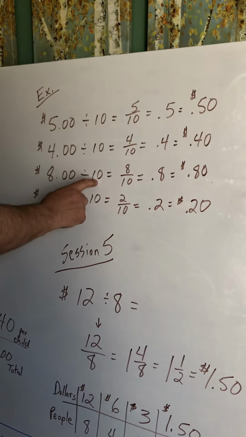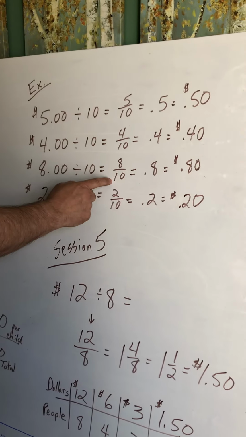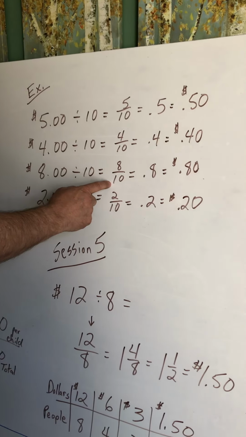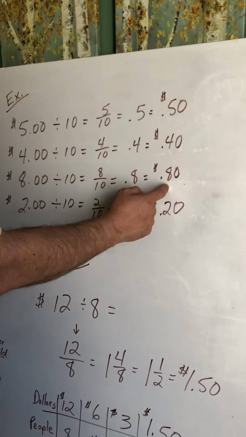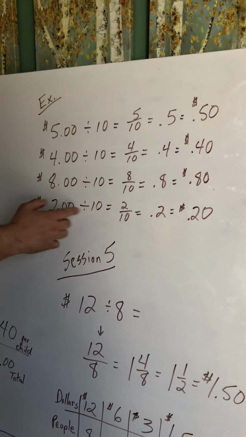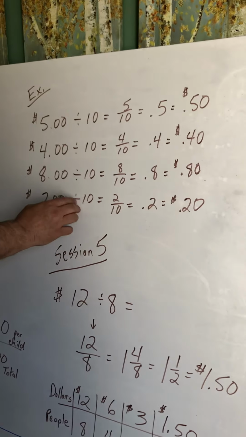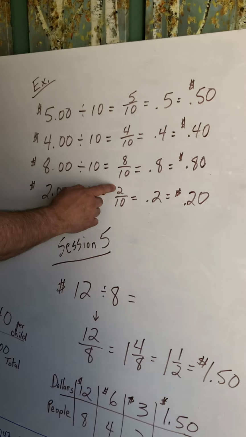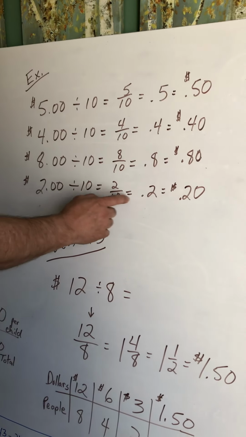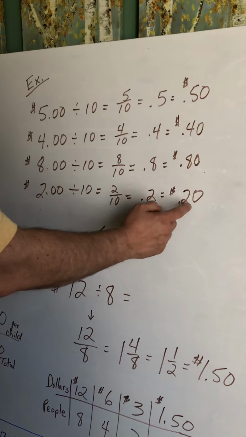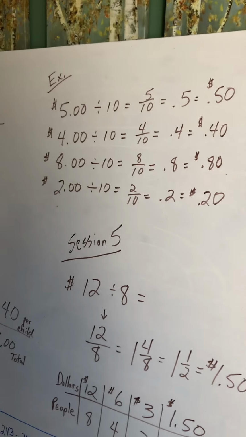$8 divided by 10. Well, that's 8/10. 8 divided by 10, which is 0.8, which is 80 cents. And finally, the same thing, $2 divided by 10, which is the same as saying 2/10, gives you 0.2 as a decimal, 20 cents in money.